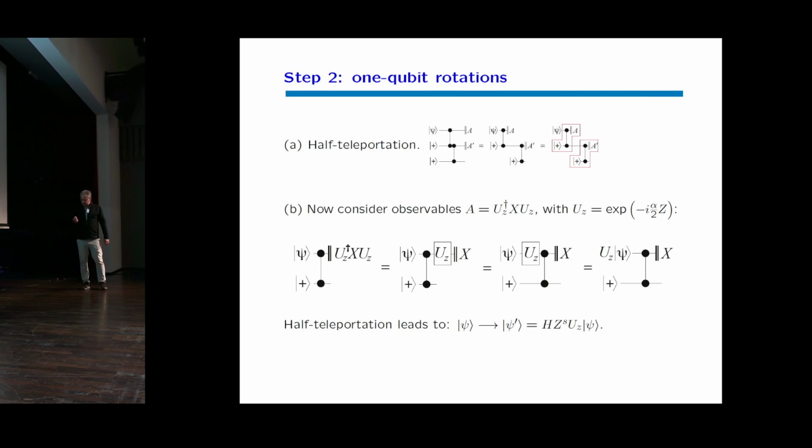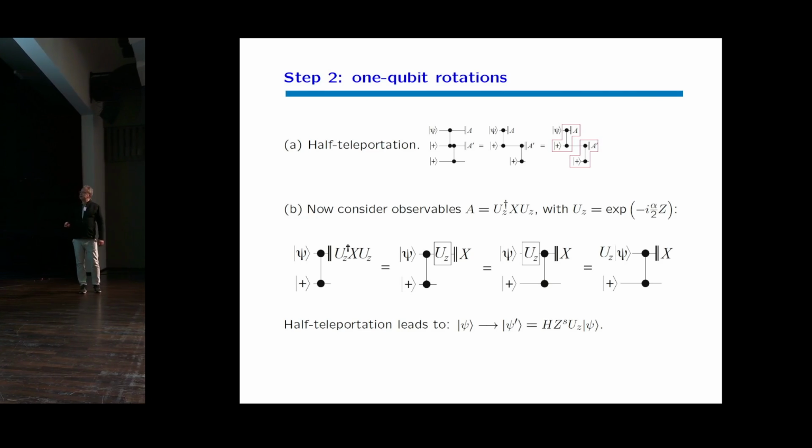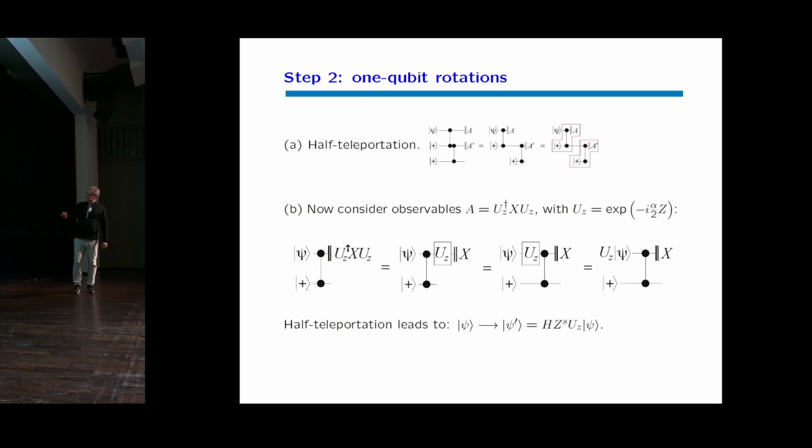Okay, and so here's what it does. It gives you the rotation you had in mind, plus this byproduct that was already mentioned by Sophia and the Hadamard gate. Okay, so this is what such a little block does, and now we want to know what the combination does.